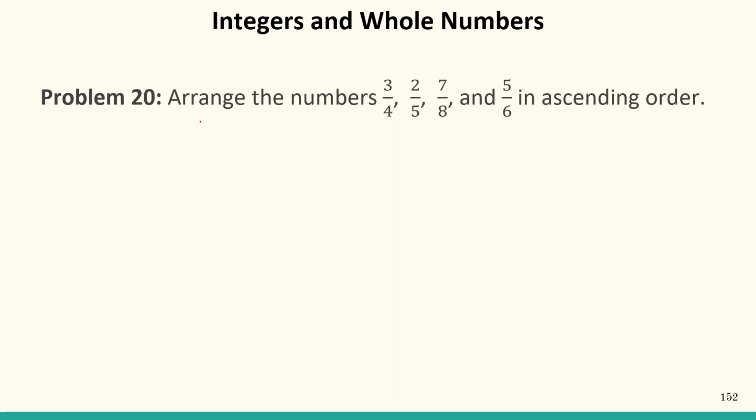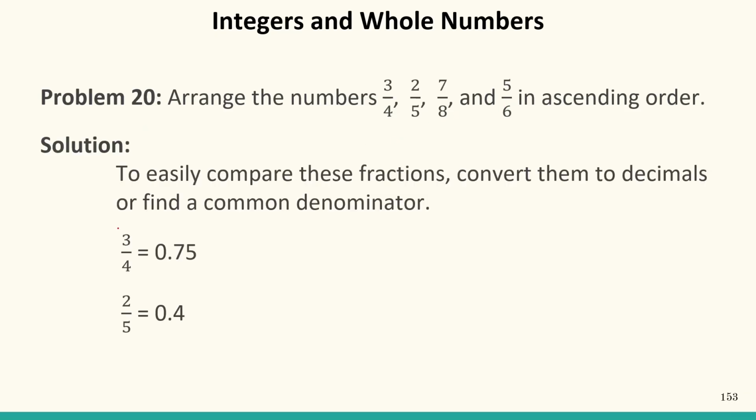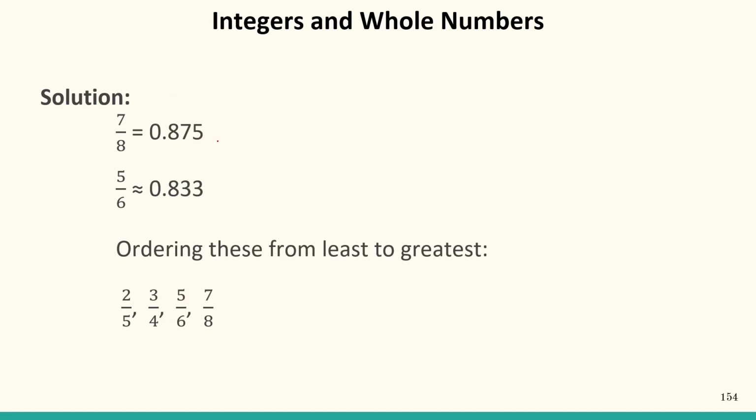So let's go forward with problem number 20. So arrange the numbers 3 by 4, 2 by 5, 7 by 8, 5 by 6 in ascending order. So 3 by 4 is what? 0.75. 2 by 5 is equal to 0.4. 7 by 8 is equal to 0.875. 5 by 6 is equal to 0.833.